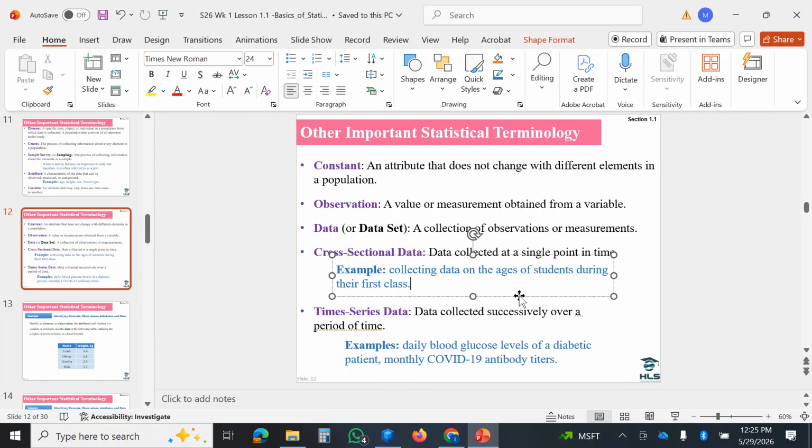Time series data, data collected successively over a period of time. Daily blood glucose levels of a diabetic patient, monthly COVID-19 antibody titers. Even the whole idea of going back yearly. I remember reading a study where they would go back and visit people year after year after year. No, they weren't cancer patients. They were looking at whether they had developed cancer. And that's what we call time series data.